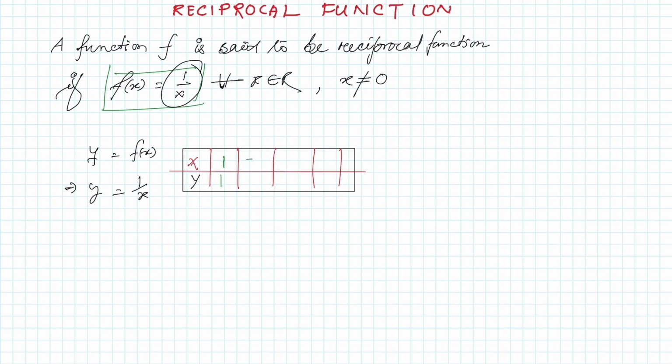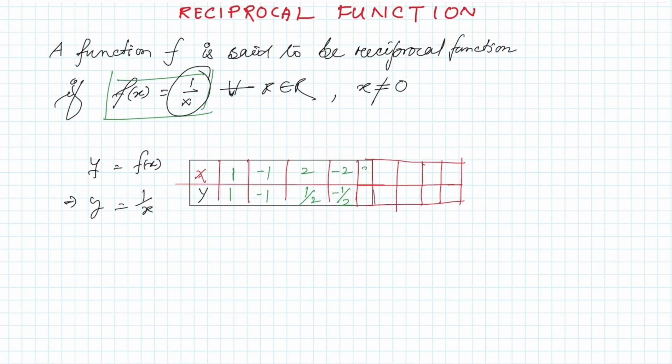Let us put x is equal to -1, then y will be also -1. Let us put x is equal to 2, then y will be 1 by 2. If you put -2, then y should be -1 by 2. Let us put 3, then you will get 1 by 3. If you put -3, then you will get -1 by 3, or 1 by -3, same thing. If you put 4, then you will get 1 by 4. If you put -4, then you will get -1 by 4.